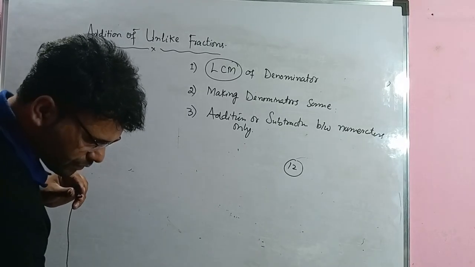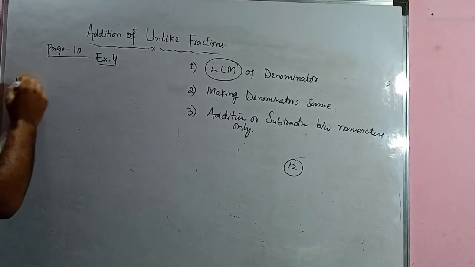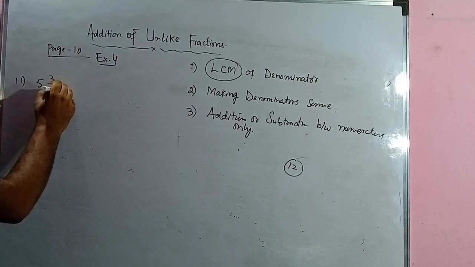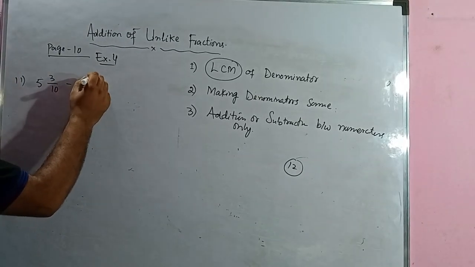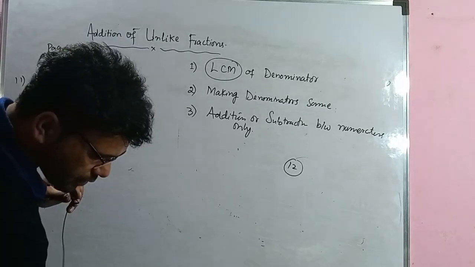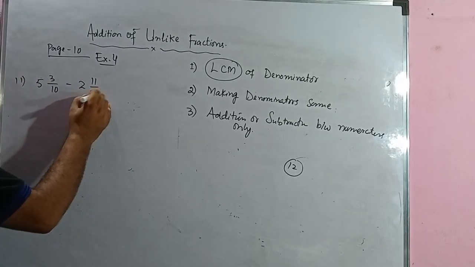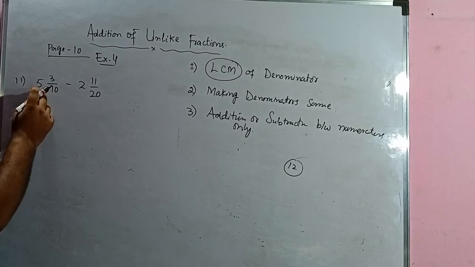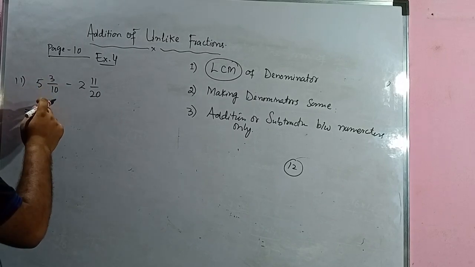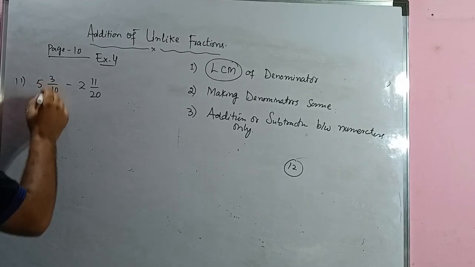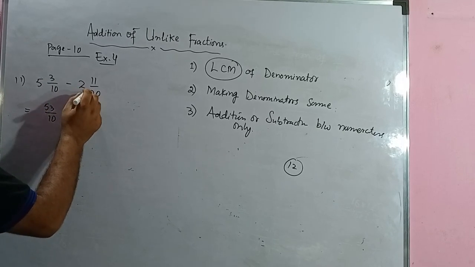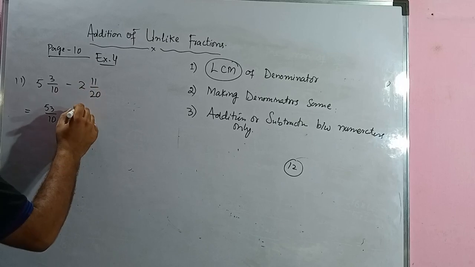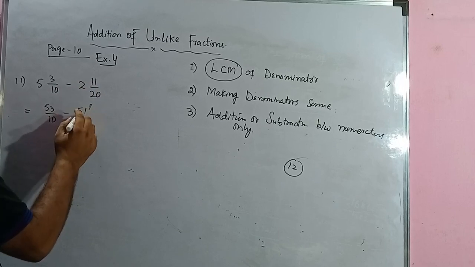What is that? 5 mixed 3 by 10. Next is minus 2 mixed 11 by 20. First I will write the improper fractions. I will change mixed numbers to improper fractions. 10 5s are 50, it's 53 by 10. Minus, 20 2s are 40, 40 plus 11, it's 51 by 20.